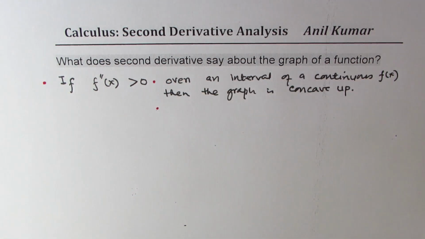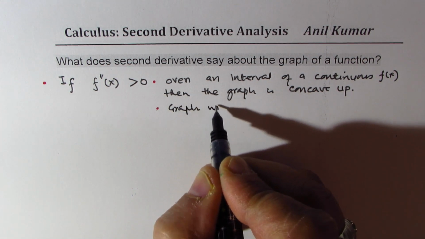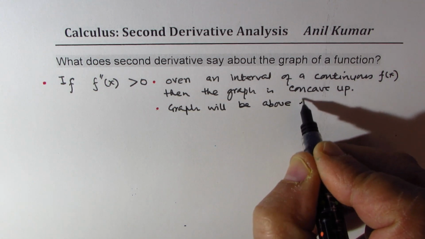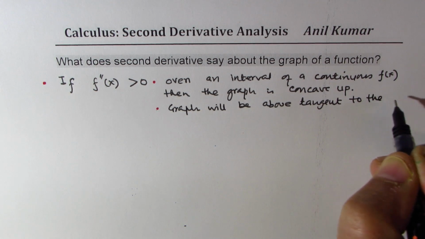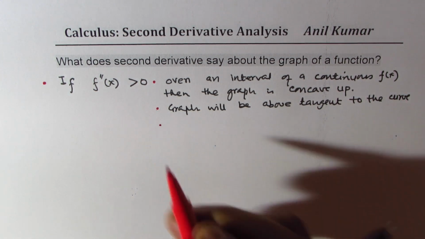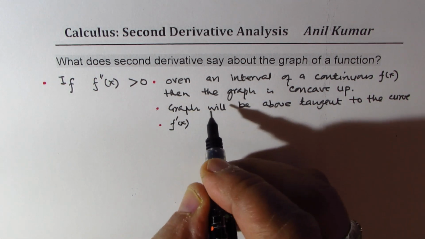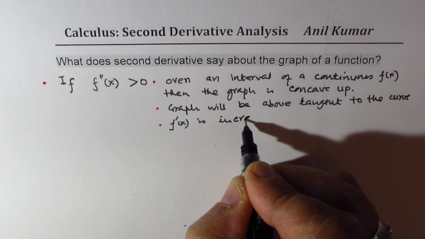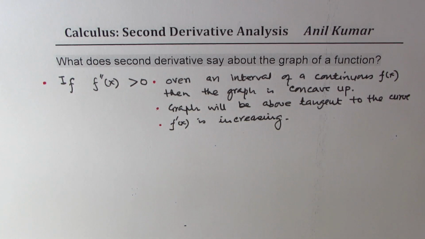Second, we learned that the graph will be above tangents to the curve. Very important criteria. Third, you will also notice that the first derivative is increasing. That is why the second derivative is greater than 0.